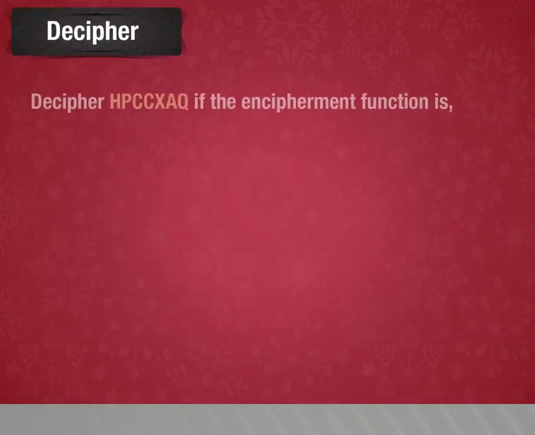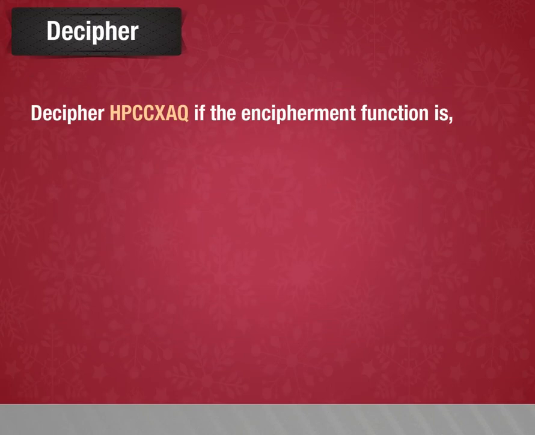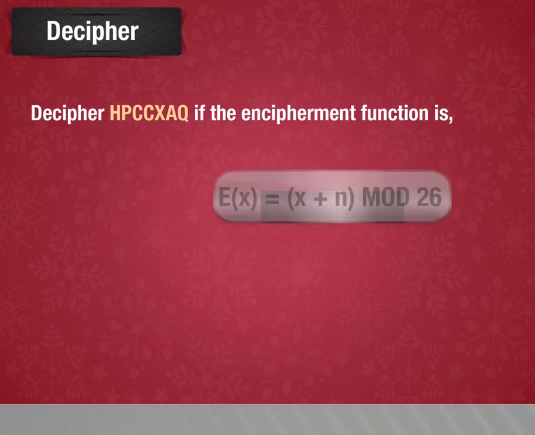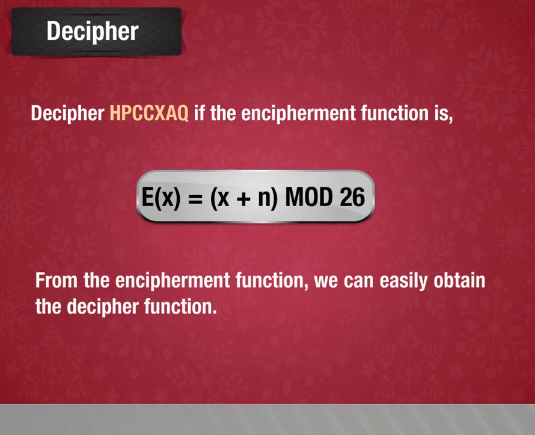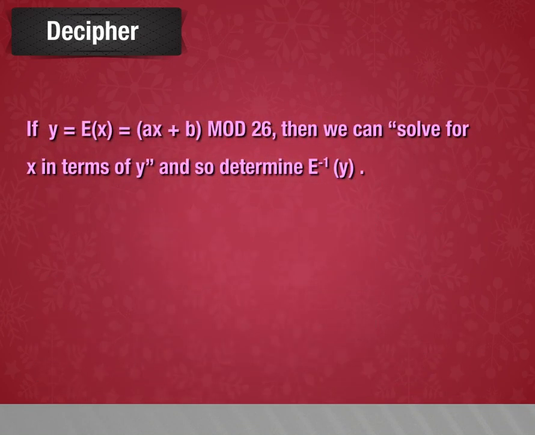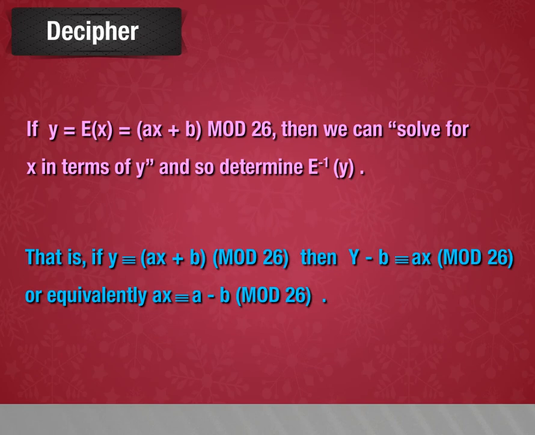Decipher. Decipher HPCCXAQ if the encipherment function is E of x is equal to x plus n mod 26. From the encipherment function, we can easily obtain the decipher function. If y is equal to E of x is equal to ax plus b mod 26, then we can solve for x in terms of y and so determine E inverse of y. That is, if y is congruent to ax plus b mod 26, then y minus b is congruent to ax mod 26, or equivalently, ax is congruent to y minus b mod 26.